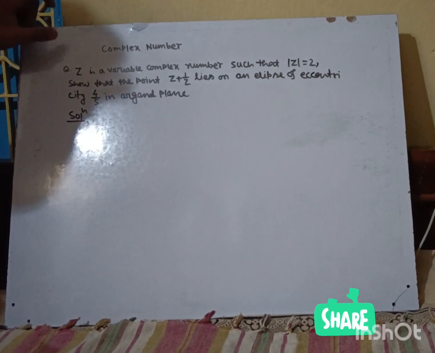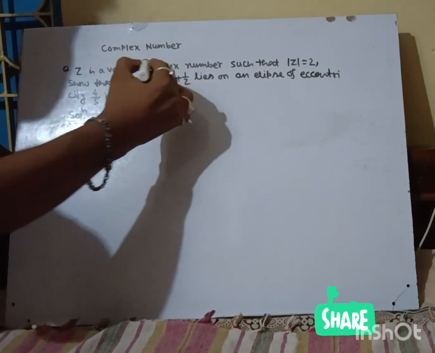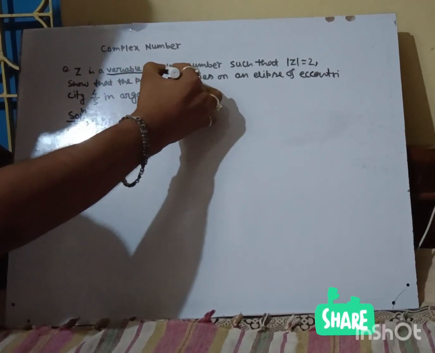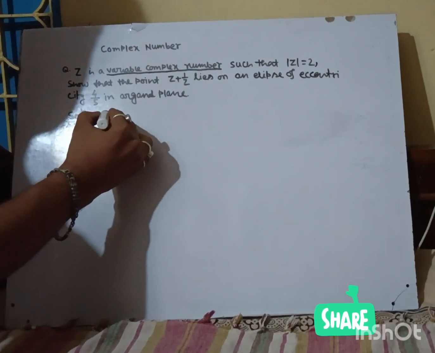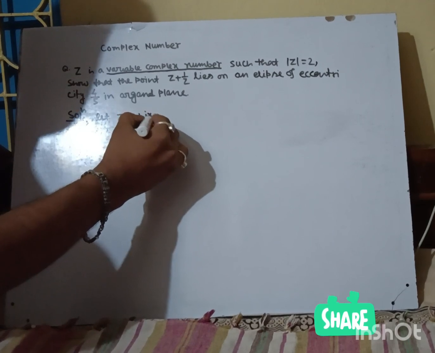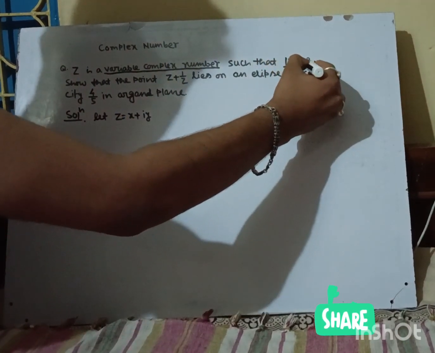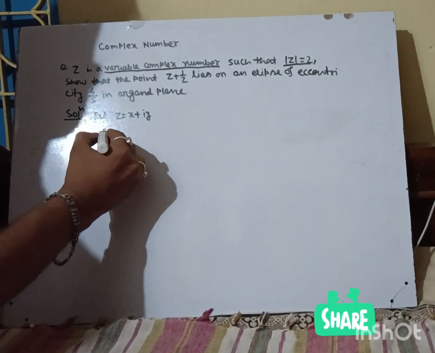Let's see the problem. Here the question is: z is a variable complex number. That means here in the Argand plane z is a movable point. Let z equal x plus iy. The next condition in the question is given: modulus z is equal to 2.